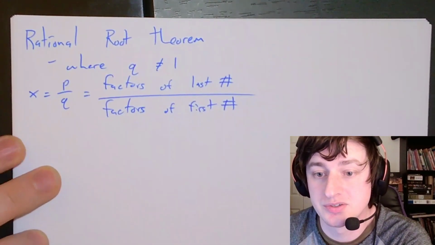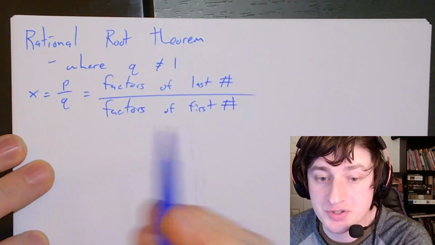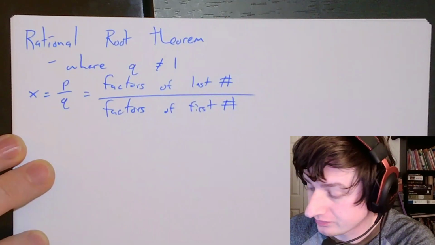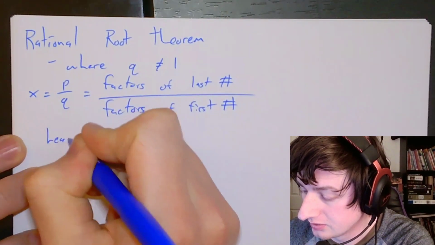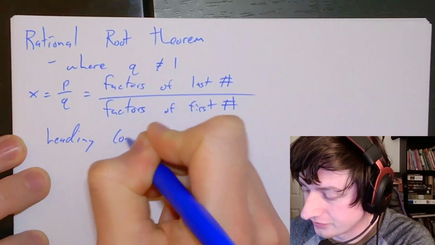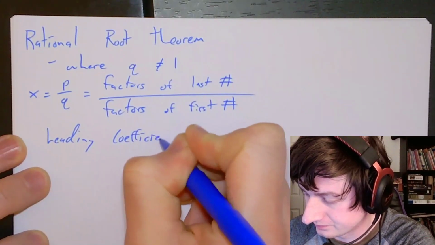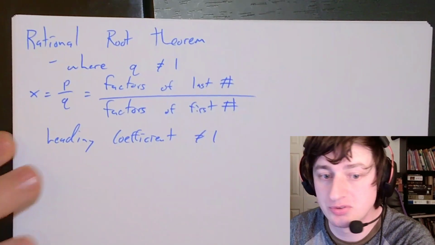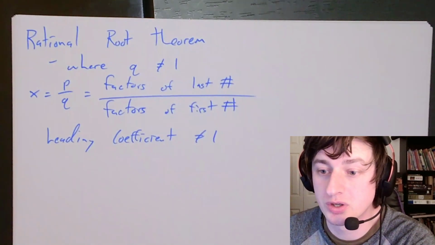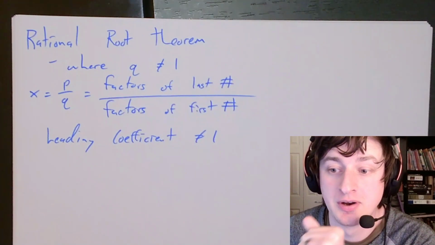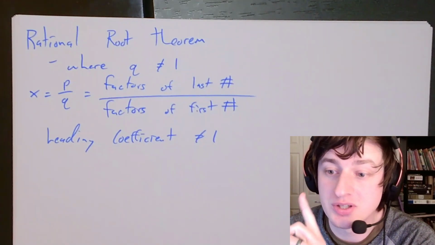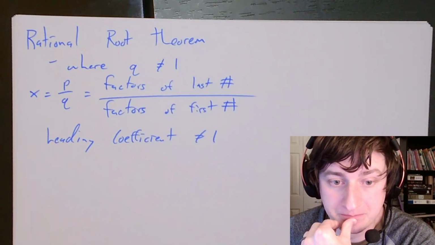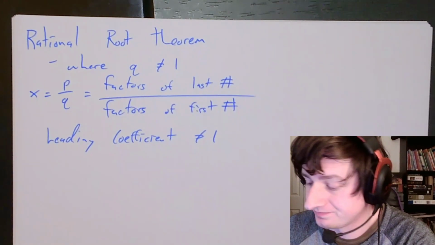And last class, our first number, our leading coefficient, was 1. And here, our leading coefficient does not equal 1. It's all the same stuff, except two things are gonna happen. We're gonna get fractions, and we're gonna use them in our synthetic division.